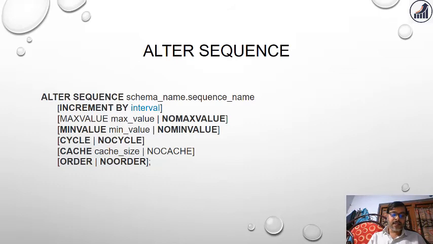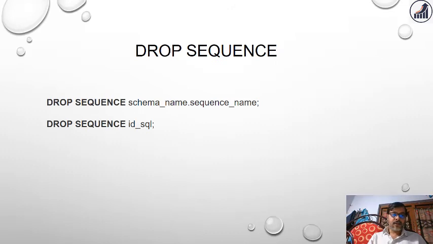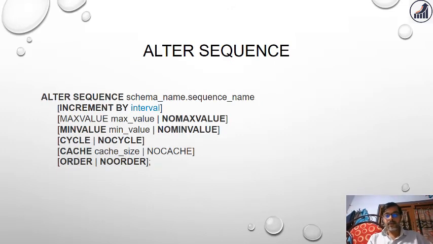Now, the alter sequence statement allows you to change the increment, minimum value, maximum value, cache number, and behavior of a sequence. Keep in mind that alter sequence only helps you change these. The syntax is: alter sequence, then schema_name.sequence_name, and increment by this, maxvalue this, minvalue this, cycle this, cache this, and order this. All the parameters have the same meaning as described in the create sequence syntax.